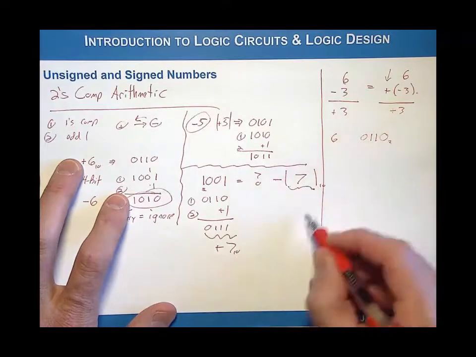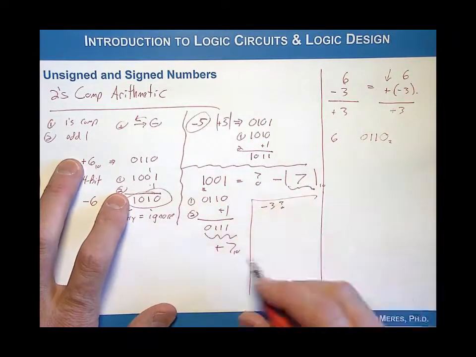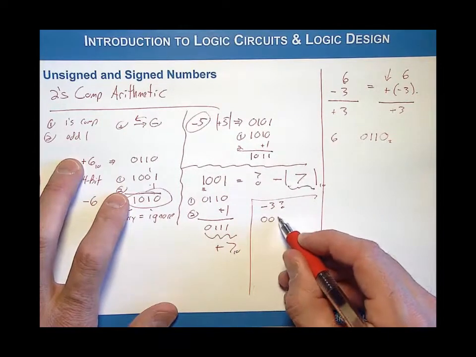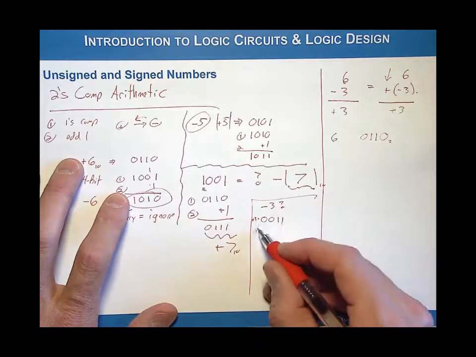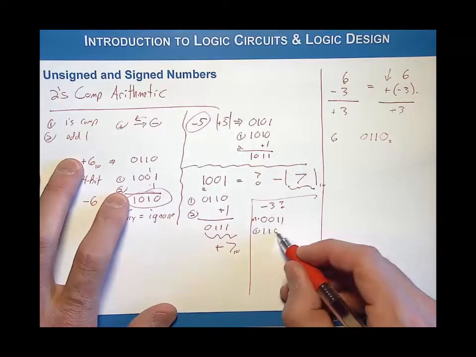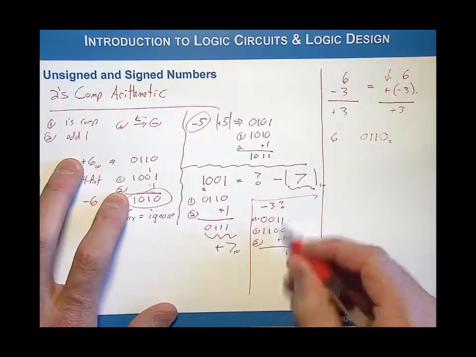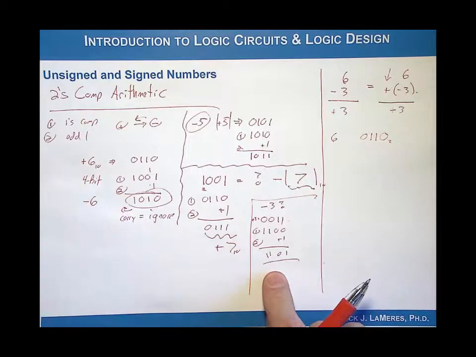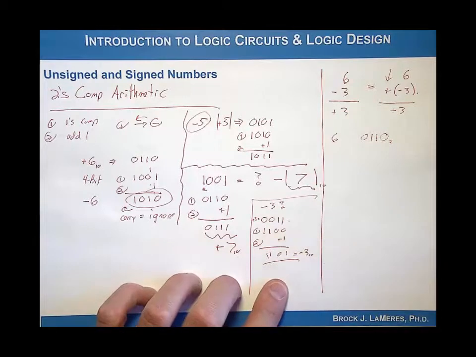Well, let's come down here and I'll say, what is negative 3? The first thing I'm going to do is give it the positive 3. So I come up with the code for positive 3. So positive 3 is equal to that. And then I take the 2's complement of it. So I go 1, 1, 0, 0. Step 2 is I add 1 to it. So I get 1, 1, 0, 1. So the answer is that 1101 is what negative 3 decimal is in 2's complement code.